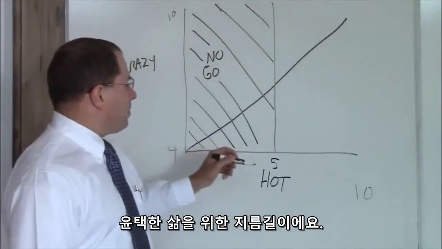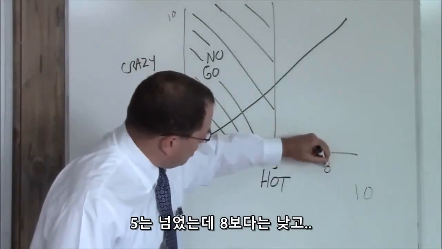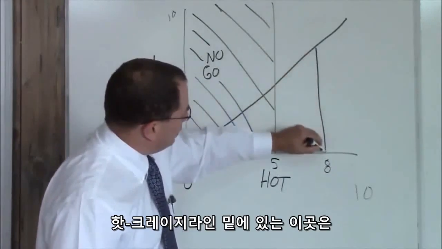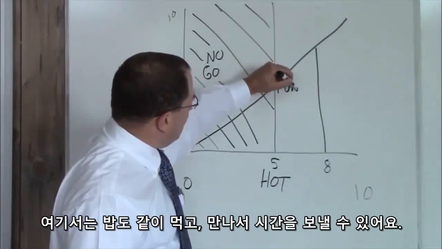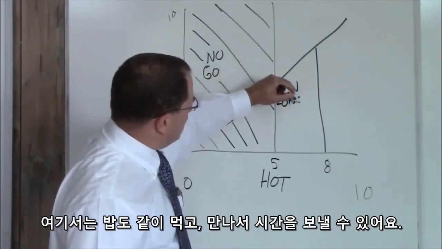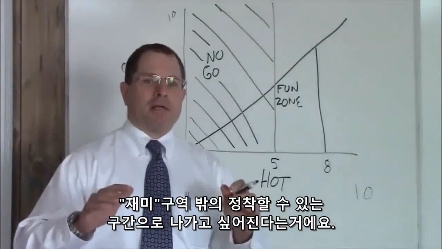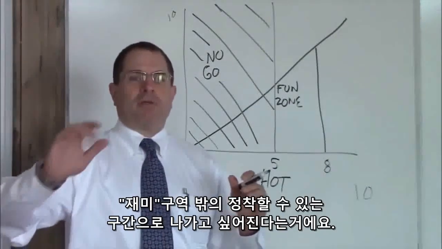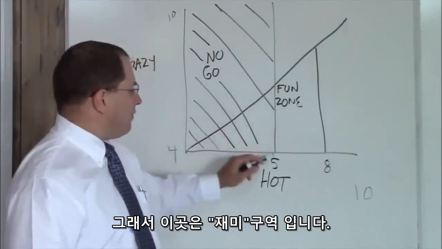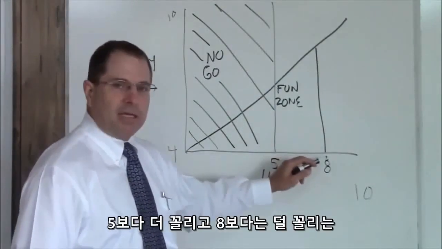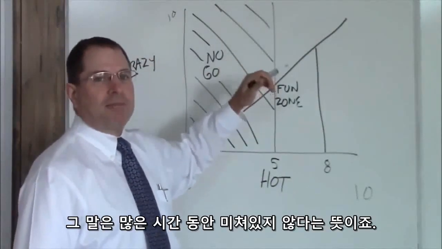All right. Above a 5 and to about an 8 and below the crazy line, this is your fun zone. You can hang out here and meet these girls and spend time with them. But keep in mind when you're in the fun zone, you want to move out of the fun zone to a more permanent location. So that's the fun zone: above a 5 hot, below an 8 hot, and below the crazy line. This means these are most of the time not crazy.